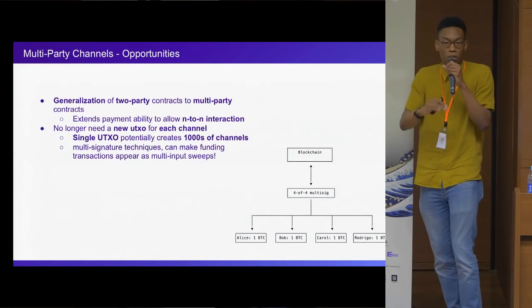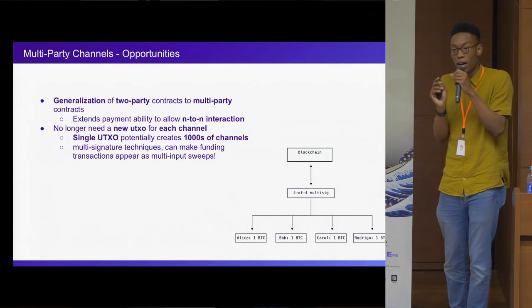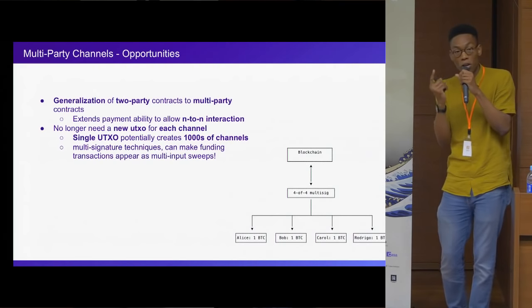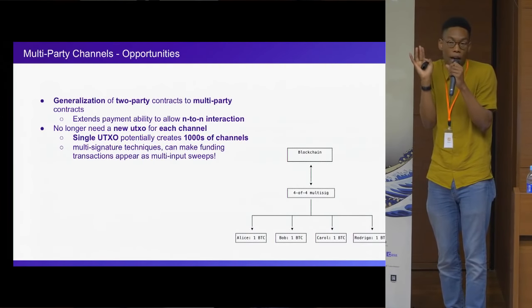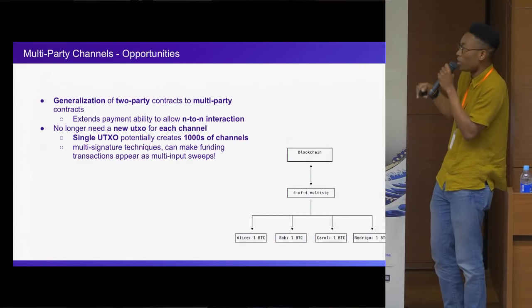The other cool thing about multi-party channels is that when you're actually doing the funding itself, it looks kind of like a multi-input sweep, right? So basically, if you use different techniques for multi-signature aggregation, you can allow end-to-end signatures to be one single signature. As a result, in the blockchain, it looks like a regular output, maybe a witness key hash, a regular pub key hash, but it actually is a big multi-party channel, potentially 100 people or so, right?